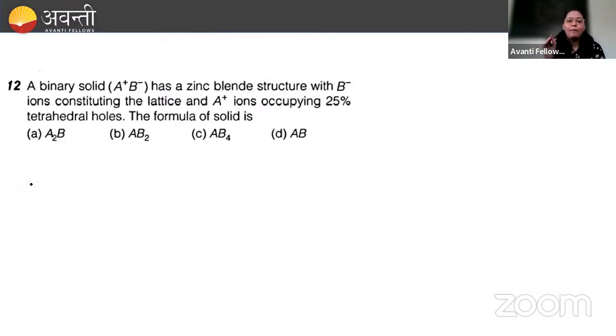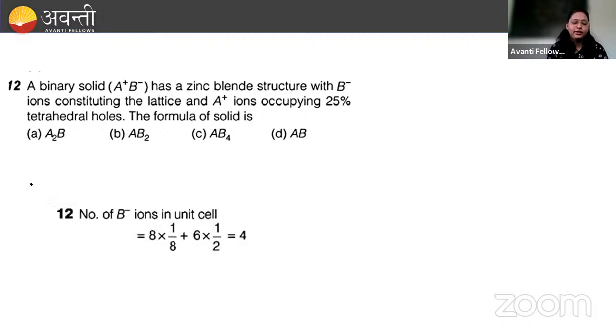Yeah. Next, a binary solid is given, has a zinc blende structure with B- ions constituting the lattice and A+ ions occupying 25% of the tetrahedral holes present in the given solid. So the formula of the solid will be, so you know, as A+ ions are occupying 25% of what? Tetrahedral holes. Okay, 25% of our tetrahedral holes. So here, in order to calculate this, the number of B- ions present in unit cell are what? Zinc blende structure, B- ions are constituting the lattice.